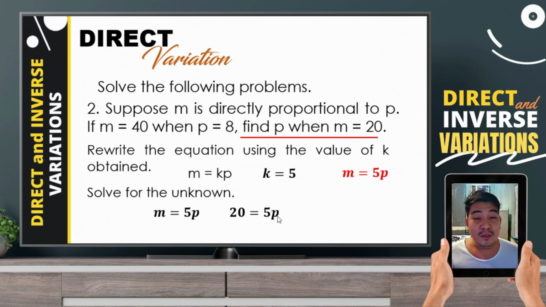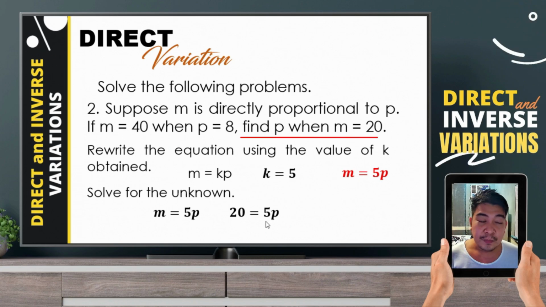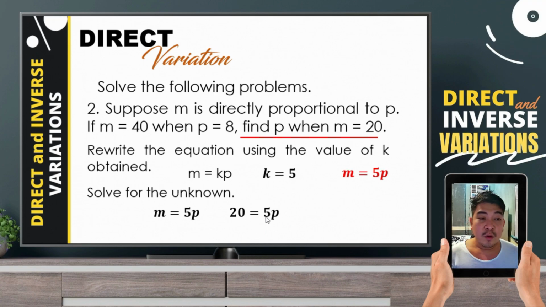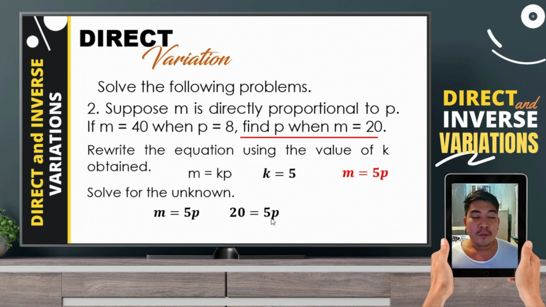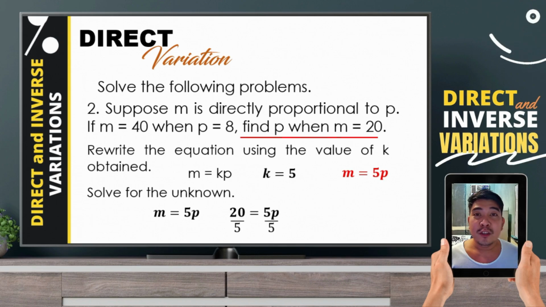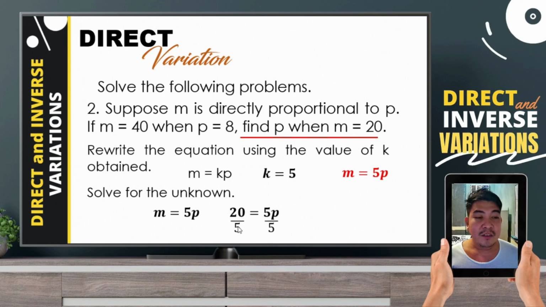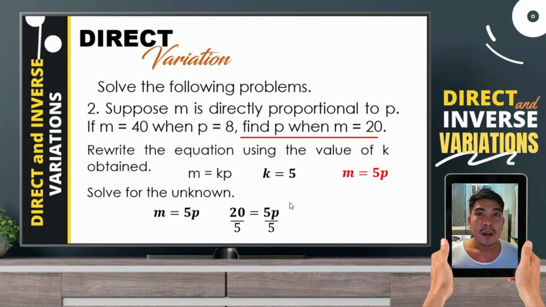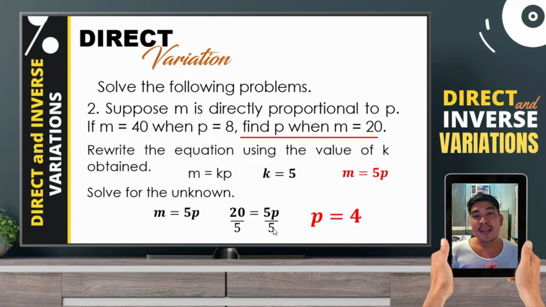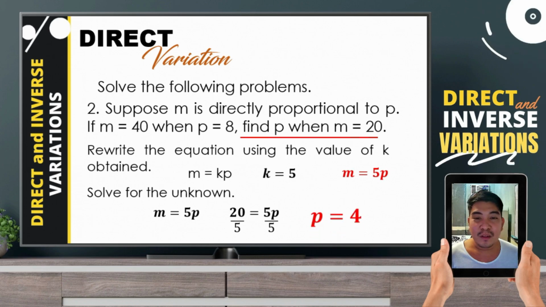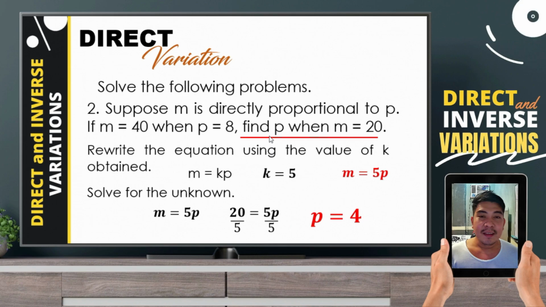Paano pag yung other side yung given? What are you going to do? Kanina nag-multiply lang tayo agad eh. So, to do this one, we need to get the value of p. We need to divide both sides of the equation by 5. So, 20 divided by 5, that will be 4. 5p divided by 5, that will be p. So, therefore, the final answer is p is equal to 4.